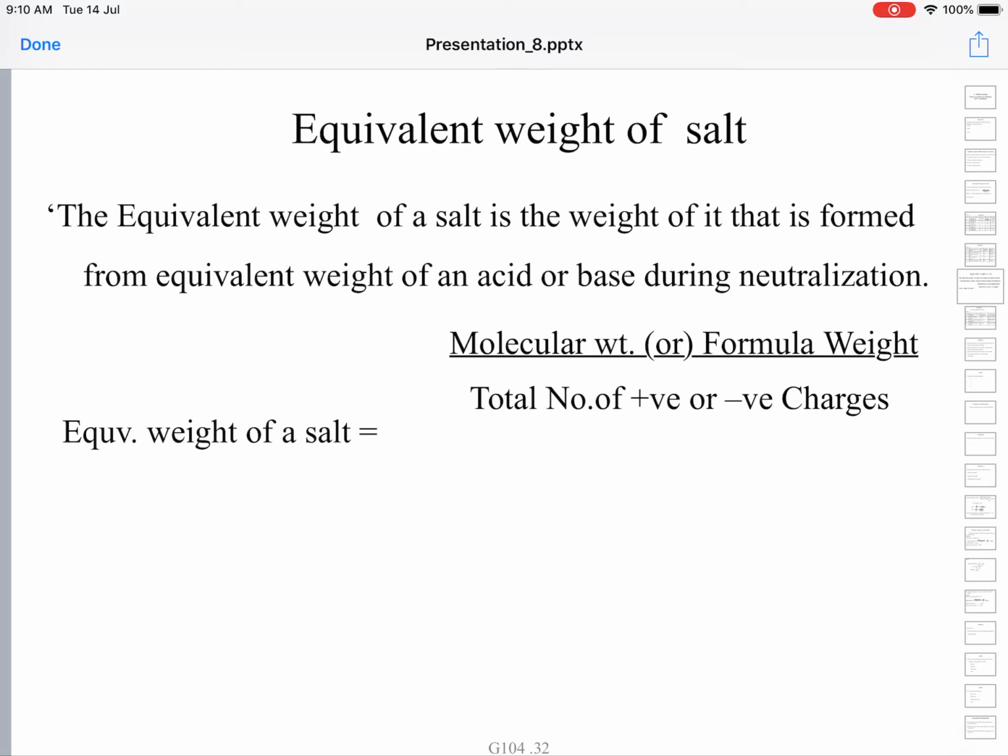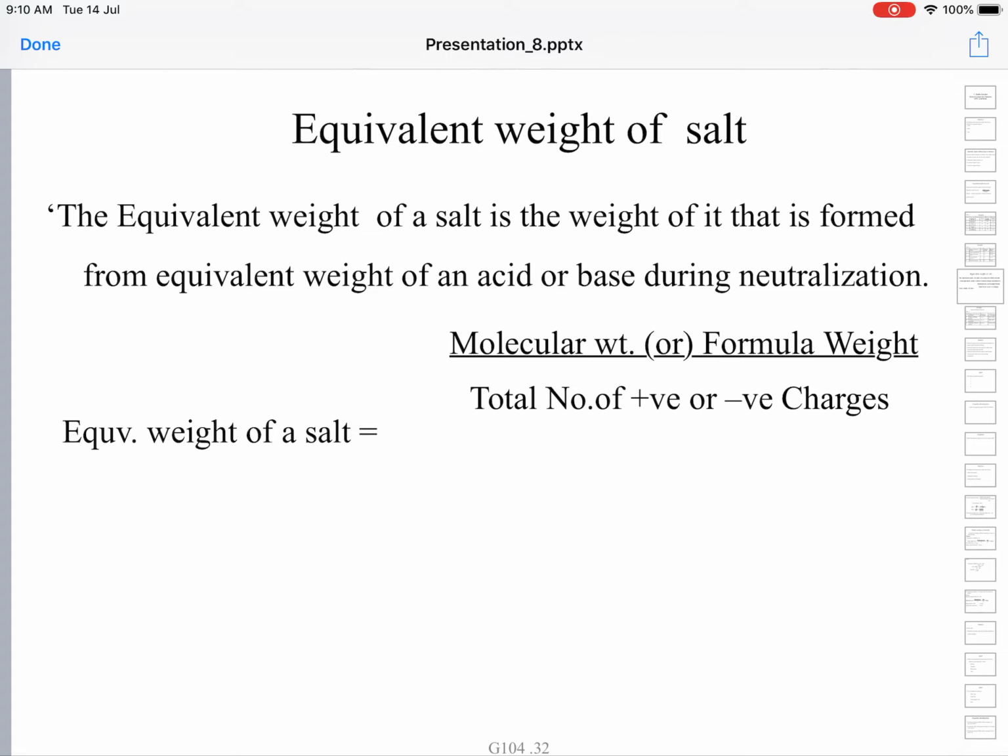The equivalent weight or formula weight of a salt. See, salts will have, for example, if you take sodium chloride, it has got formula weight. Likewise, if you take Na2CO3, it has got molecular weight. So salts can have either molecular weight or formula weight. So the equivalent weight of a salt is the ratio of the molecular weight or formula weight of the salt to the total positive or total negative charge present in the salt.